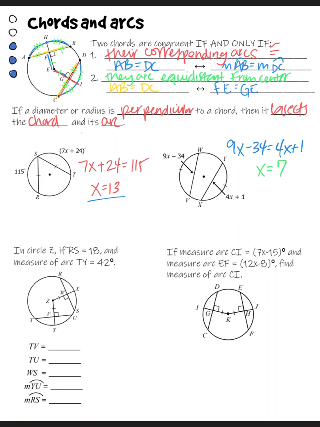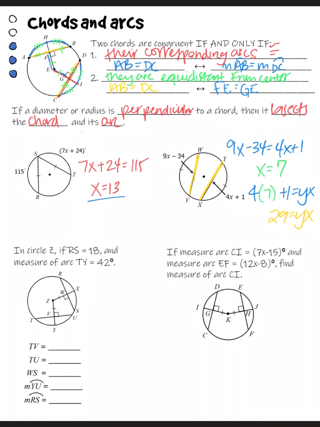What if I asked instead, what is this actual distance? All I'm going to do is take my X and plug it in to my formula and solve. And when I do that, I get 29. 29 equals that distance, which is the same distance here.